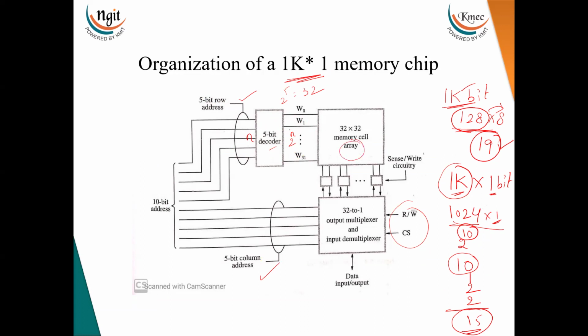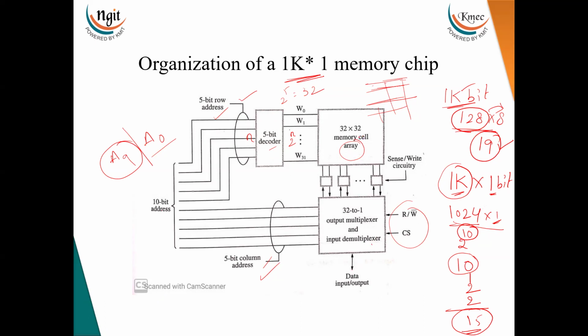Memory cells are always organized in an array manner, so rows are there and also columns are there. If these are the 10 address bits A0 to A9, then the upper 5 bits are used for the row address and the lower 5 bits are used for the column address. By using these 5 bits, it is going to select any one of the rows. Now the lower bits are applied to the 32 to 1 output multiplexer and input demultiplexer.